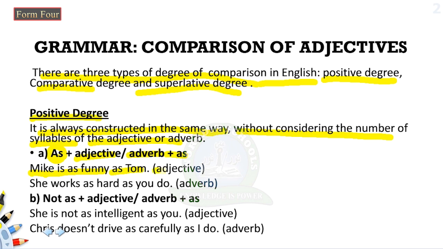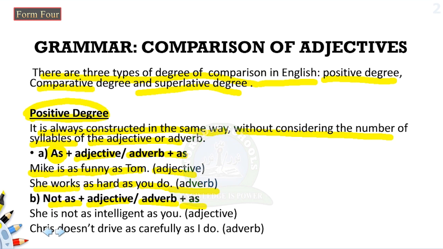So this is an adjective. Mike is as funny as Tom. She works as hard as you do. This is an adverb, so hard is an adverb. If you have as and as, we are going to use the positive degree. Positive degree, we need as and as. Not as plus adjective or adverb and as.